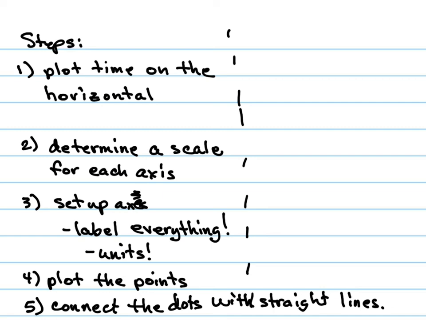Okay? So the steps are simply plot the time on the horizontal. Say, for example, you're doing days of the week. You put Monday, Tuesday, Wednesday, and so on. Then you're going to determine a scale for each axis. Do you need to go up counting in ones? Do you need to go up counting in fives or tens, 20s? Then you're going to set up the axes by labeling everything, and you never put anything on there without its units if it has some. Then you're simply going to plot the points and connect the dots with straight lines. So that's the end of our notes for today.